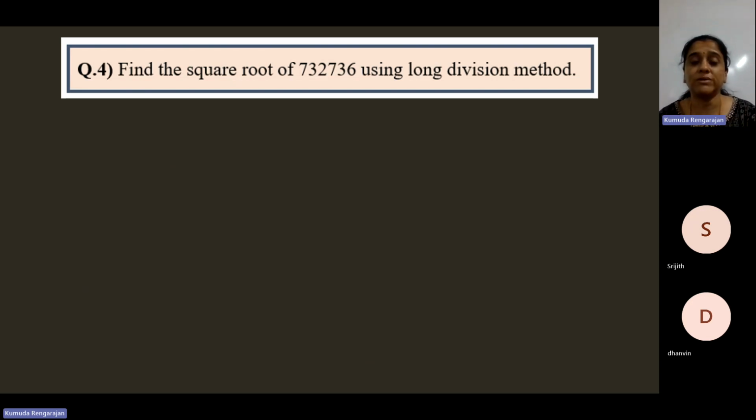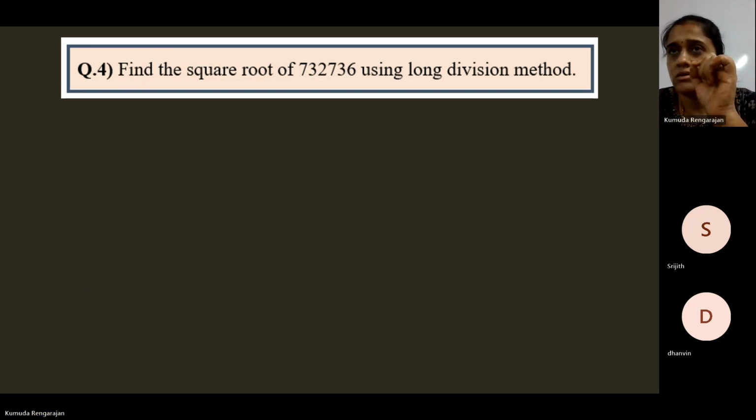Now we learn the long division method. We learn the long division method for finding the square root of the given number 7,32,736. So we have these two methods to find the square root of a perfect square. You can use the prime factorization method. If the number is an imperfect square, then you can find its square root approximately up to some decimal places using the long division method only.